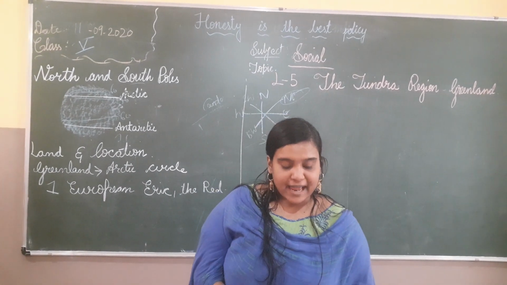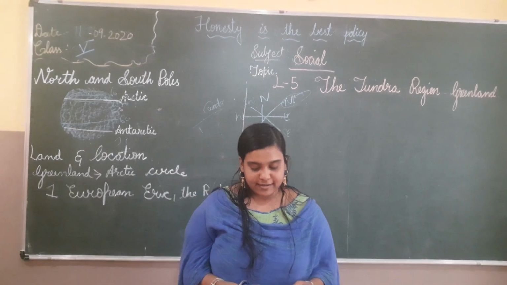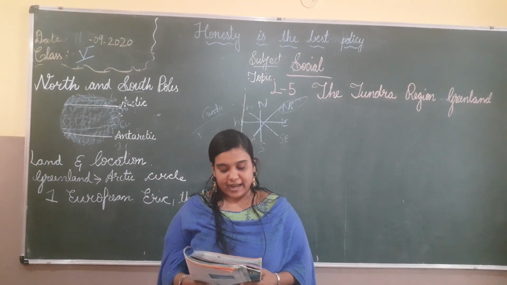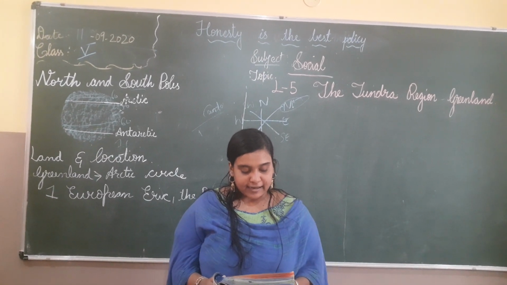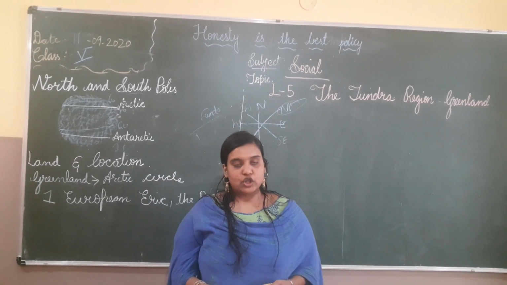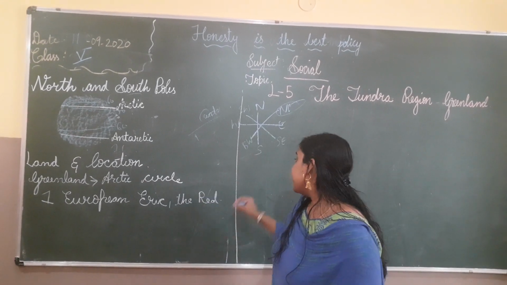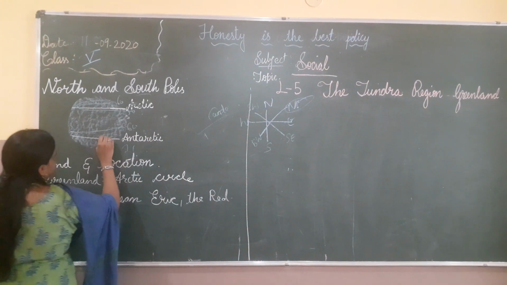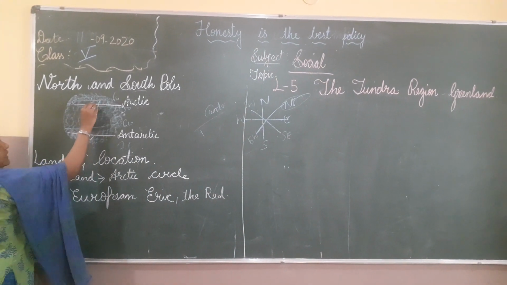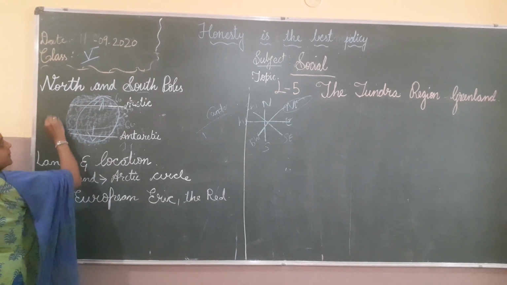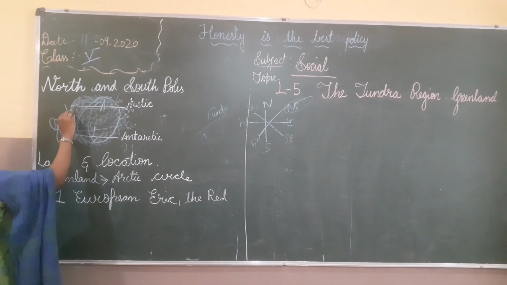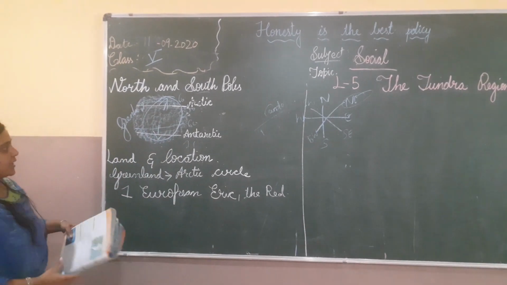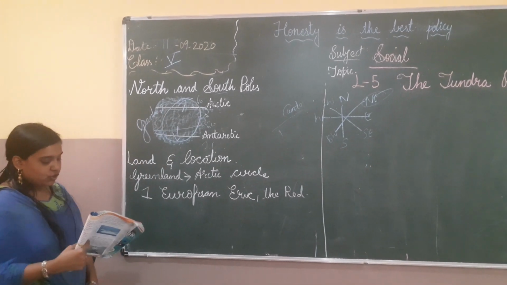It is the largest island in the world. Greenland is the largest island in the world. It has the Atlantic Ocean to the south and the Arctic Ocean to the north.